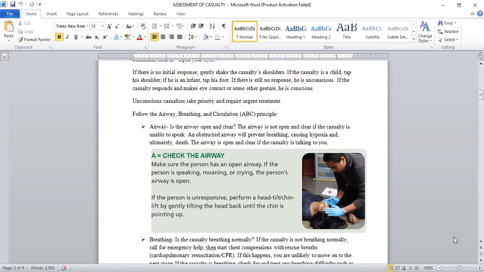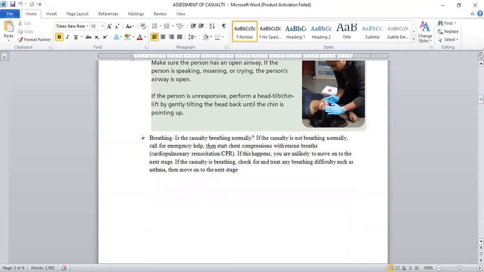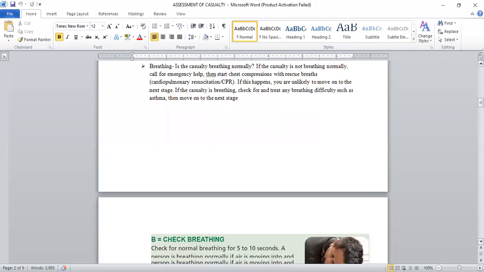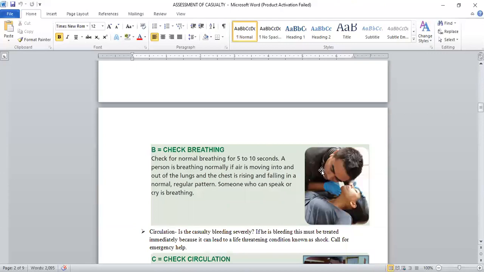Then the other step is breathing. You check the breathing. On breathing, let me go to that diagram because it is a bit simpler, it simplifies everything. You're supposed to check the normal breathing of a casualty every 5 to 10 seconds. A person is breathing normally if air is moving into and out of the lungs and the chest is rising and falling in a normal, regular pattern. Someone who can speak or cry is breathing. These are just ways in which you can identify whether a person is breathing. This is supposed to be done every 5 to 10 seconds.